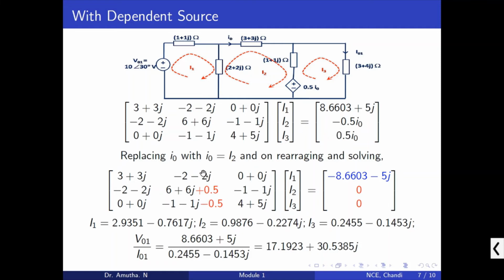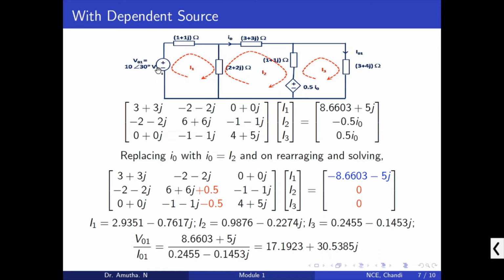On rearranging we can see that there is a change in the impedance matrix. Due to this dependent source, earlier it was symmetrical, now it becomes unsymmetrical. There will be changes in two places. Whenever there is a change in the diagonal elements, no problem, but we are observing some changes in the off-diagonal elements. Therefore the symmetry of this matrix is getting affected. After this we observe V01 by I01, and we can see that this is 17.1923 plus 30.5385 j.